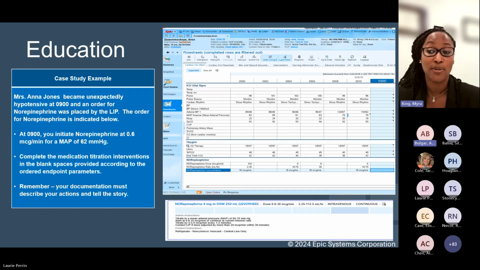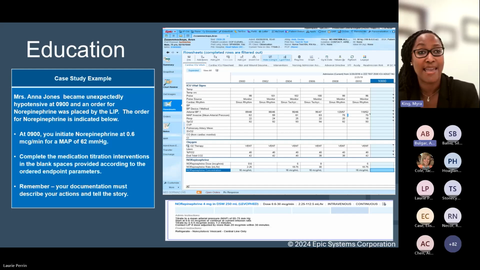This was on paper at first, and so we would go around and do the education. We eventually pulled up test patients in our electronic health record, had them complete it, and then we put these case studies in a module that nurses are now required to complete upon hire as well as annually.